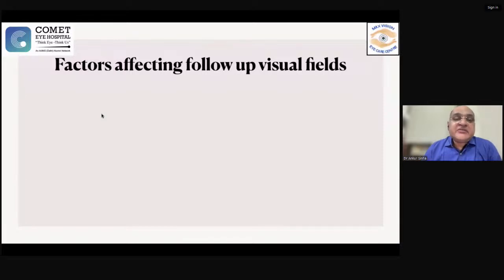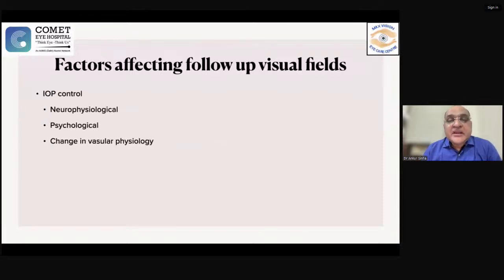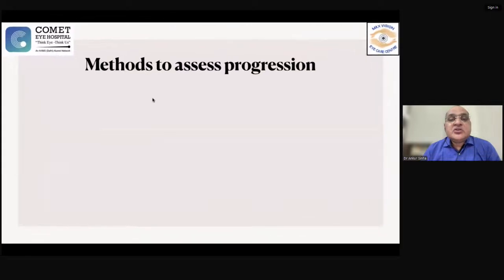There are various factors which can affect the follow-up of a visual field. The first and foremost is the IOP control, which can have a neurophysiological or psychological effect, or there can be a change in the vascular physiology. The pupil size, the electrolytes, the learning effect, and the actual progression, which we actually want to look for in the visual fields. So there are various methods to assess the progression.